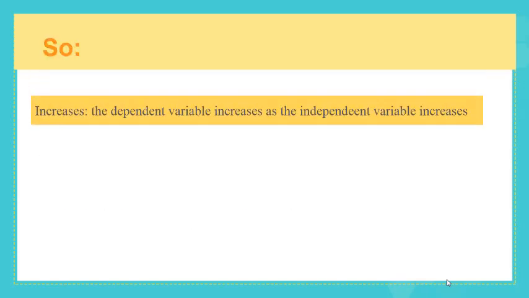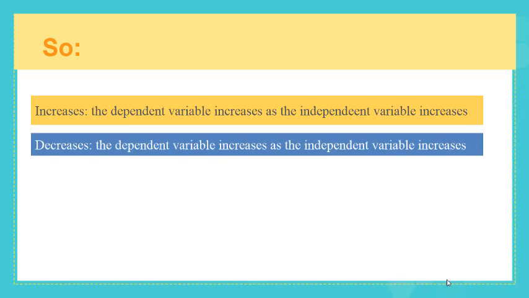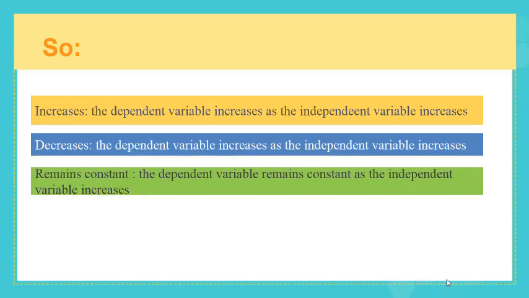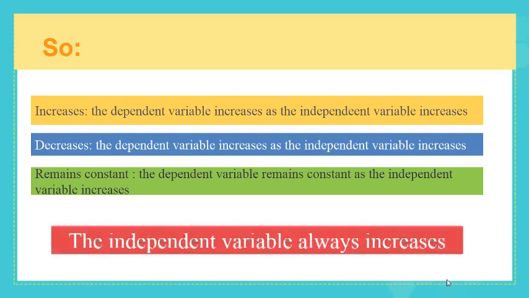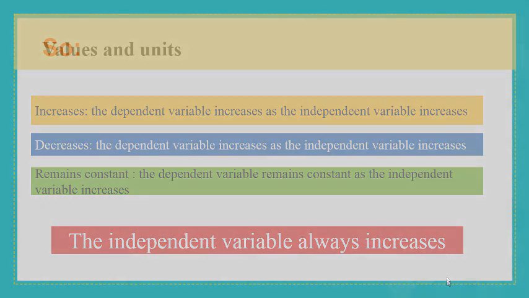So, increases, the dependent variable increases as the independent variable increases. Decreases, the dependent variable decreases as the independent variable increases. Remains constant. The dependent variable remains constant as the independent variable increases. The independent variable always increases.